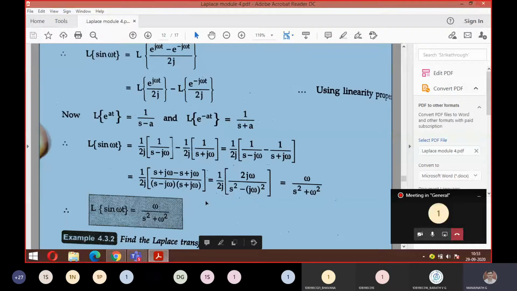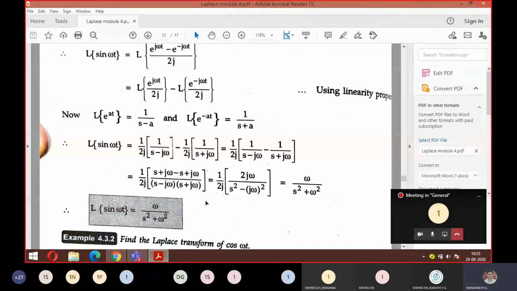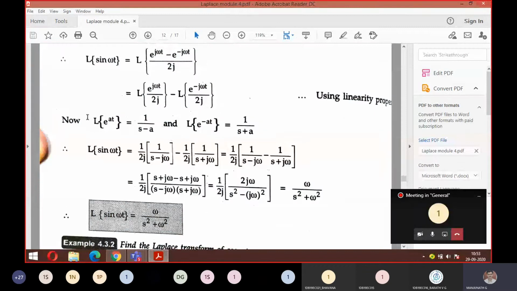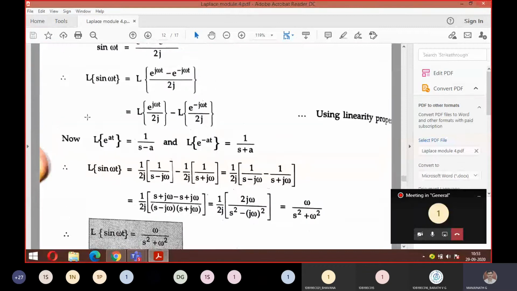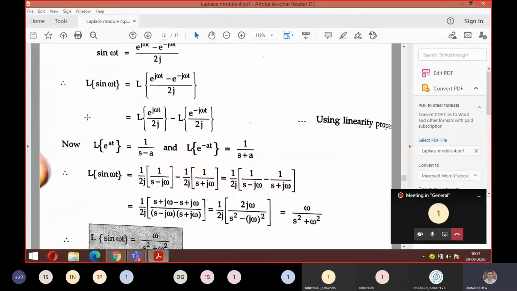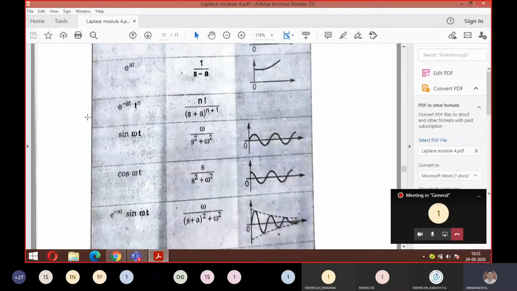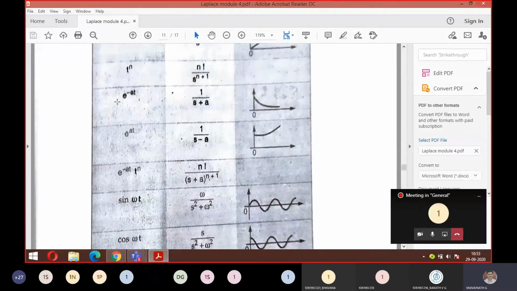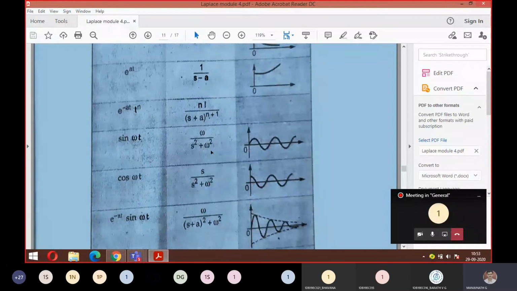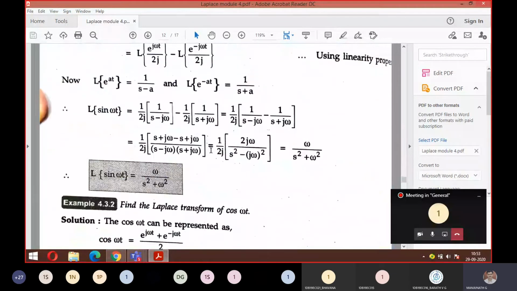So am I clear? Just simple things to remember. If you know the Laplace formula, that's why I told you about that chart. If you remember this complete chart that I showed here, you can incorporate it whenever you need. These are the two things I told you: the Laplace of e power minus at formula and the e power at formula. This formula you can directly use and get the answer. Am I fine till here, everyone?